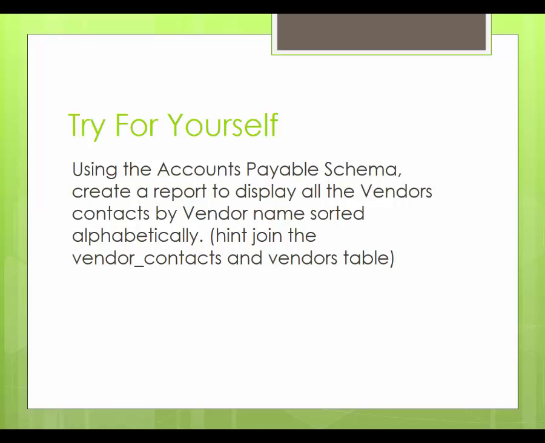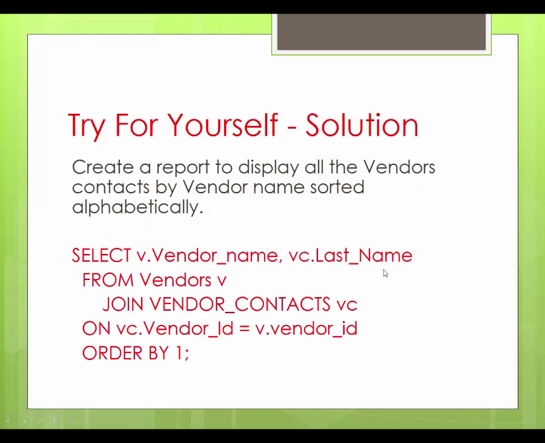All right, so I hope that you came up with something similar to this, where you were to use the join and the on to create a report. So I'm going to select V.vendor_name from vendors, and from VC I'm going to select last name for my vendor contacts table. I'm using the alias V for vendors and VC for vendor contacts. In this case, it doesn't matter whether vendor contacts or vendors is first, but I'm going to take it from vendors. I'm going to join my vendor contacts where my vendor ID is equal. And then I'm going to sort them by my vendor name.